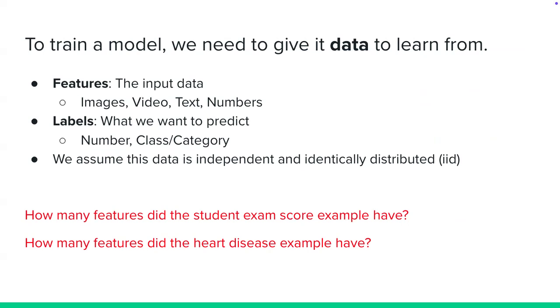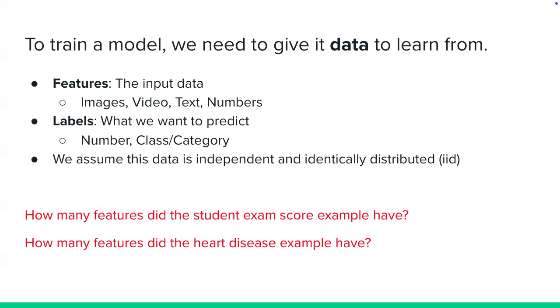One assumption that we make about this data is that it is independent and identically distributed. What does this mean? Well, it means that one data point is independent or separate from another data point. The 2 data points don't depend on each other.